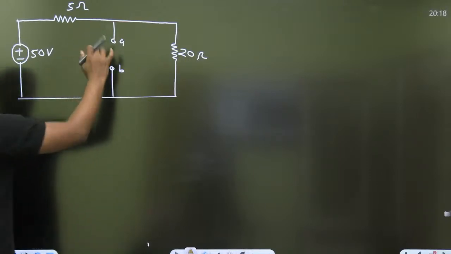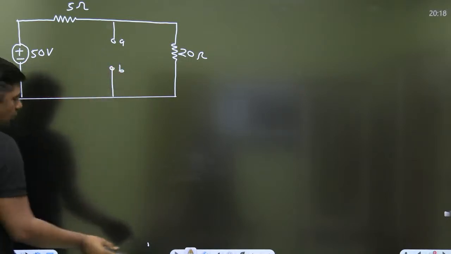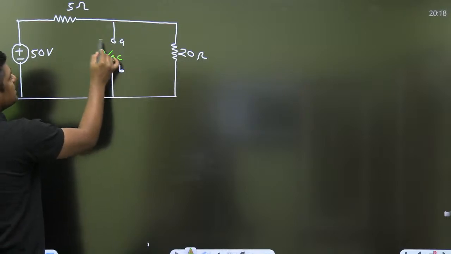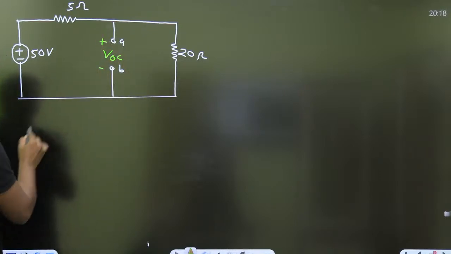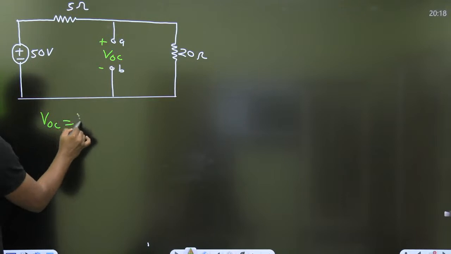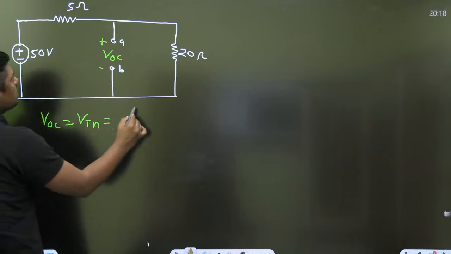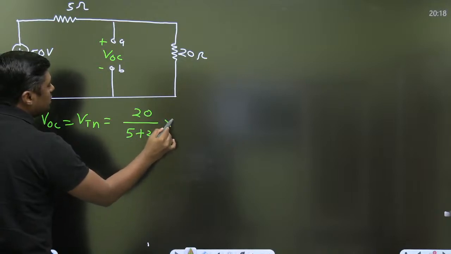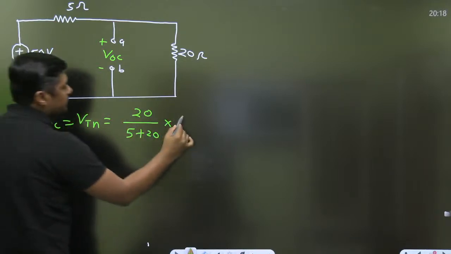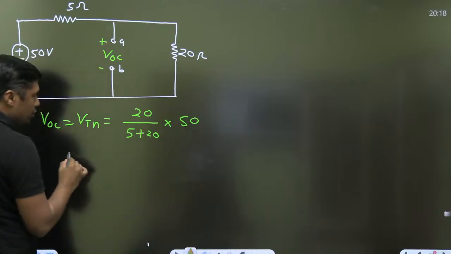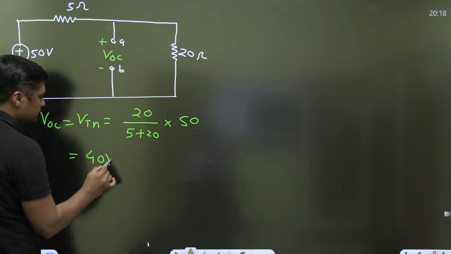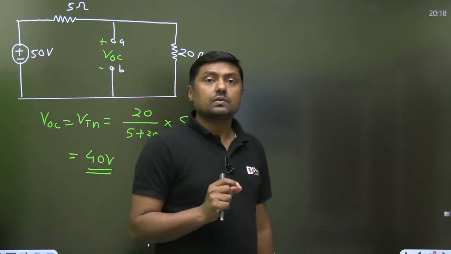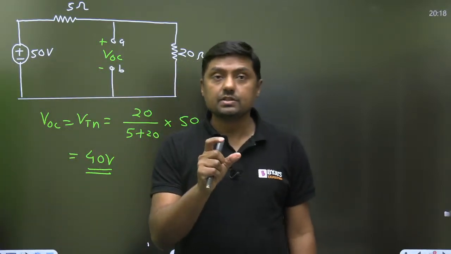Now, this is the VOC, as this terminal is already open, which means you have to calculate the voltage across the 20 ohm resistor. You can find the VOC, which is nothing but the VTH, according to the voltage divider rule: 20 divided by 5 plus 20, into the supply here, which is 50. You are going to get 40 volt. 40 volt is the answer for VTH.